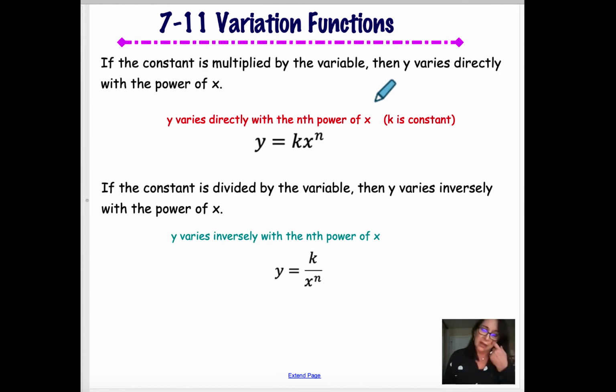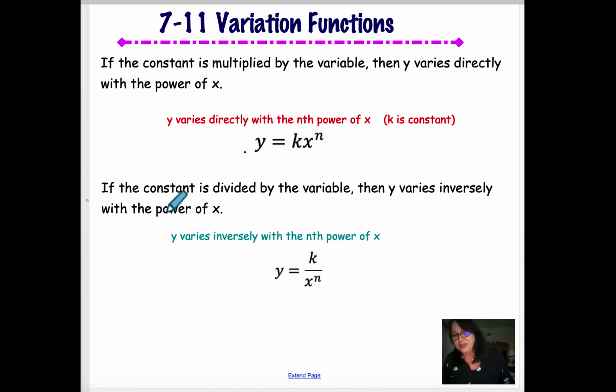So we're going to conclude with some variation problems. And a variation, if you recall, when we were working with exponents, we did some variation problems. Remember the multiply property? That's what the variation was. So we're going to talk about this right here, which says if the constant is multiplied by the variable, then y varies directly with the power of x. So y varies directly with the nth power of x. And so when y varies directly with the nth power of x, that means k is constant. This is my constant value.